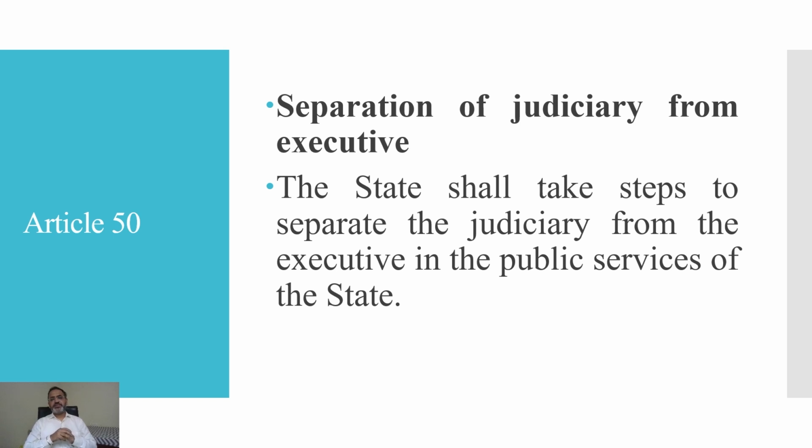Article 50, separation of judiciary from executive. The state shall take steps to separate the judiciary from the executive in the public services of the state. Now, this was primarily because in 1950, when the Constitution started operating, many of the judicial functions were actually performed by the executive. And that's why there was this mandate to ensure that if judiciary as an organ has to remain independent, then first of all, the judicial functions must be assigned exclusively to judiciary. And that's why this Article 50, an important provision.